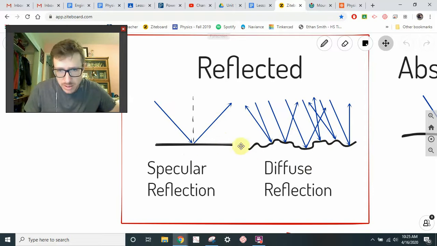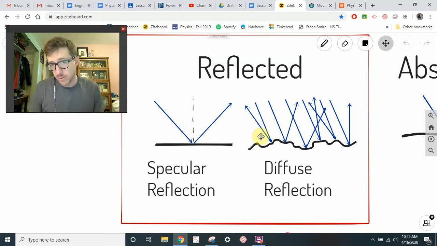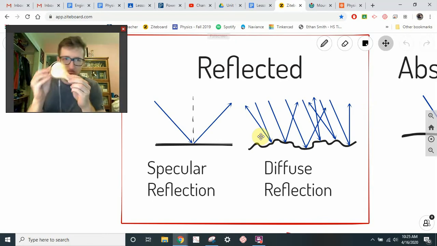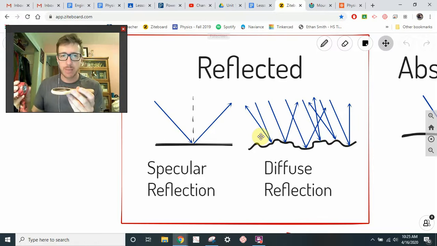So you'll notice this here, it's a relatively rough surface, not smooth and flat, so as the light comes in, it's going to bounce off in all sorts of different directions. They're going to scatter all over the place. Now to illustrate the difference between those two, I'm going to use my little mirror here and my flashlight to talk about what's actually happening.